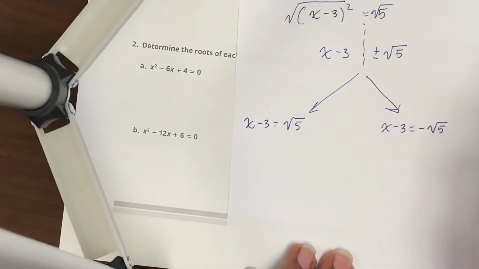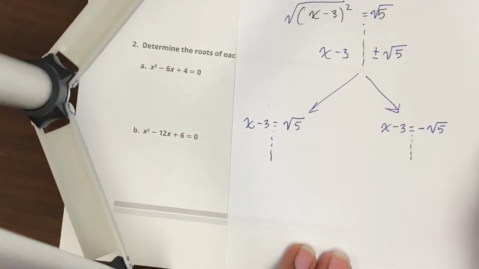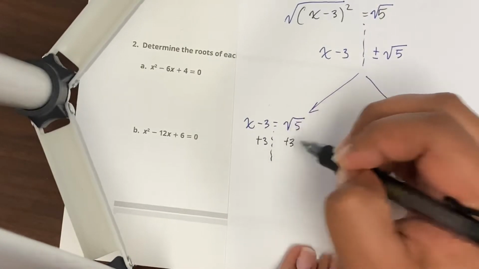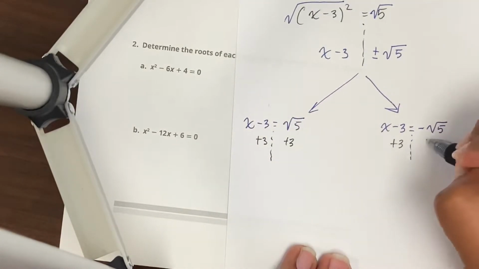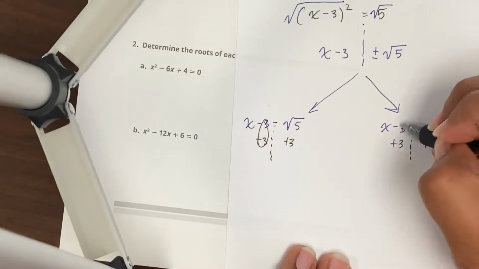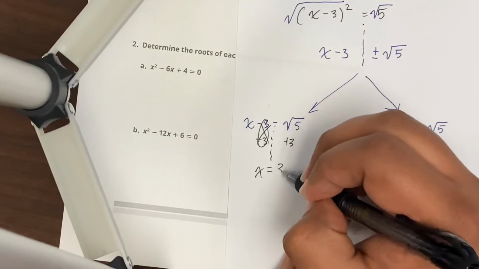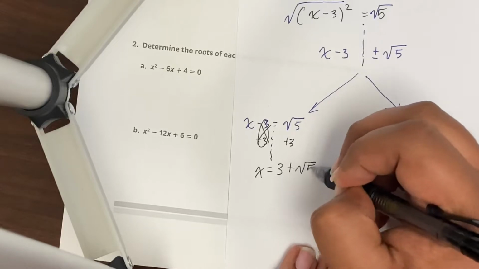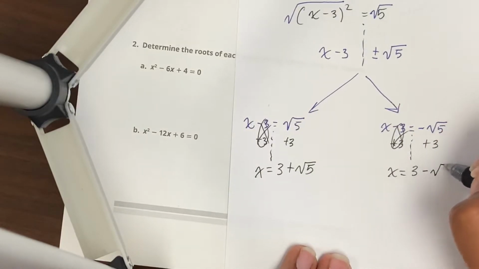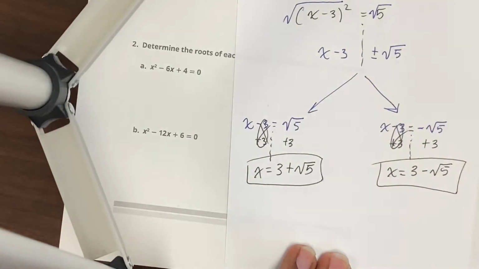Here we go. Another solving. I don't know if you can see, but this took up almost my entire page. Plus 3, plus 3, plus 3, plus 3. These cancel, these cancel. There's my x solo. X equals 3 plus the square root of 5. X equals 3 minus the square root of 5. Love it. Love it.